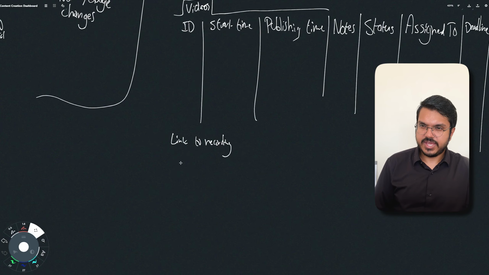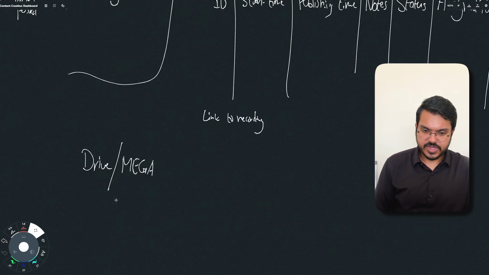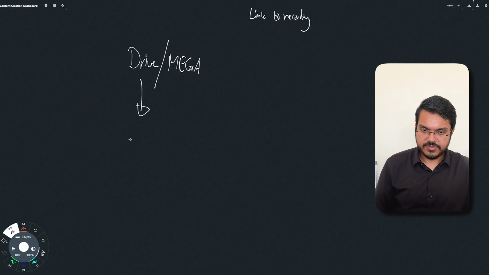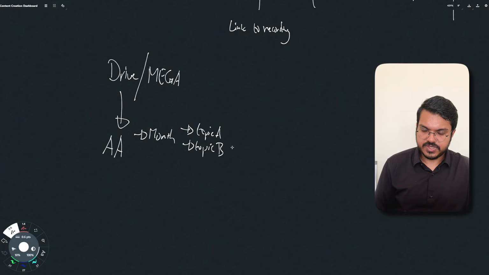So you would need, I suppose, Drive or Mega. Well, let's take Drive. In Drive, you would have the main personal brand folder, and would you have a system where it's done by month, and then the actual topic? So topic A, topic B. And then in this folder, you would have the actual file.